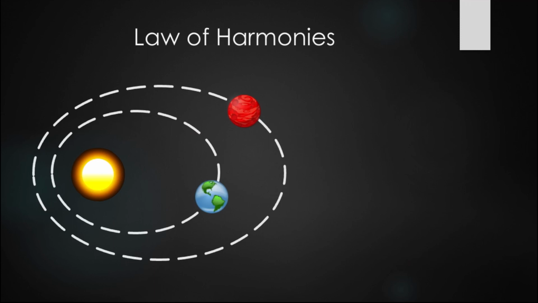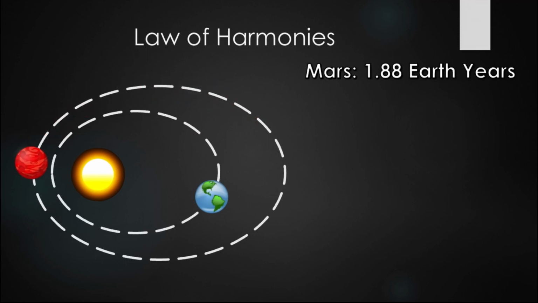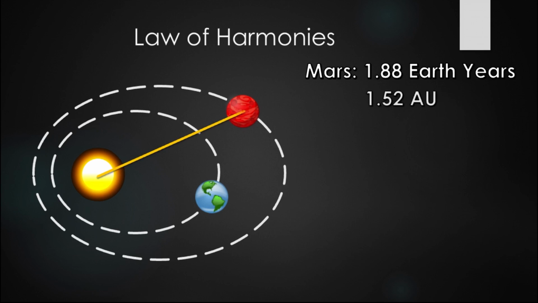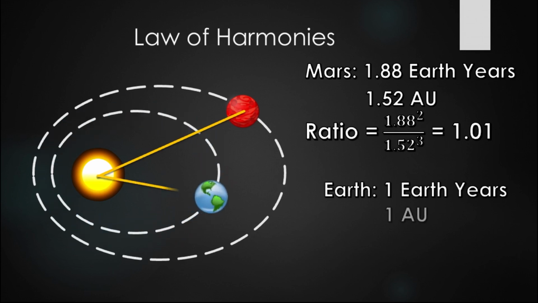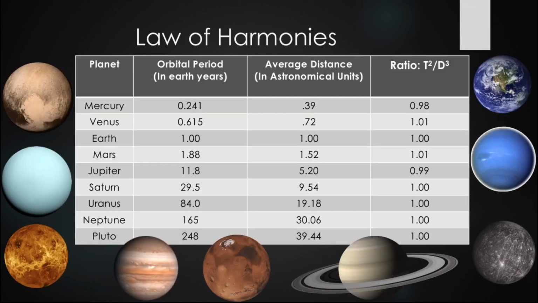For example, Mars has an orbital period of 1.88 Earth years, and the distance to the sun is 1.52 astronomical units. Thus, the ratio of the square of the orbital period and the cube of the average distance to the sun for Mars is 1.01. For Earth, the orbital period is 1, and it is 1 astronomical unit away from the sun. Thus, the ratio is just 1. As you can see from this chart, this law holds true for every planet in our solar system. All the ratios for every planet are nearly the same, including Pluto, our dear ex-planet.